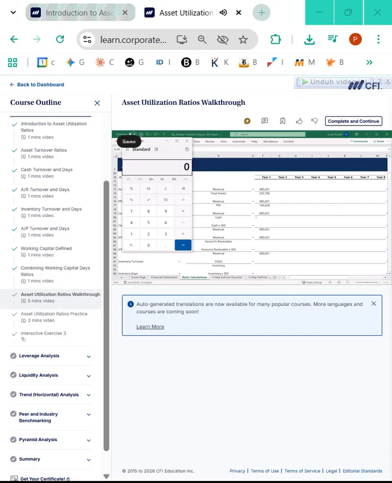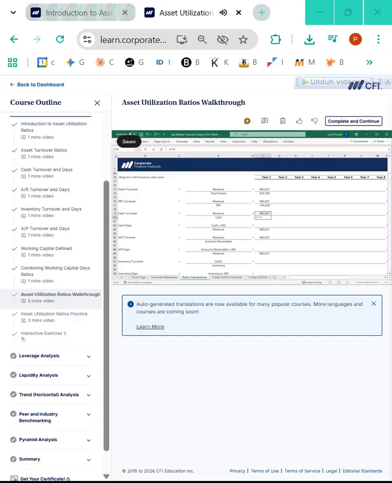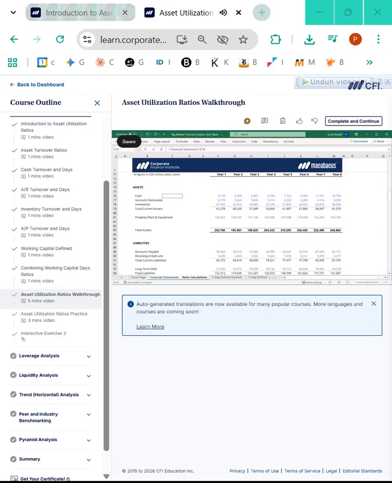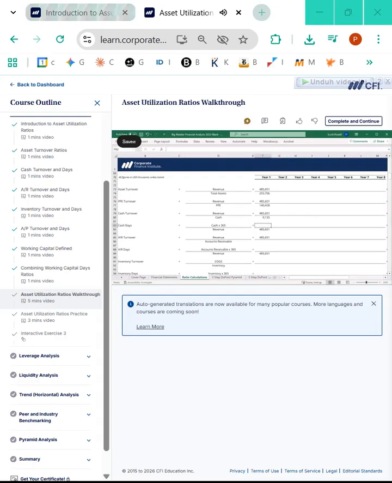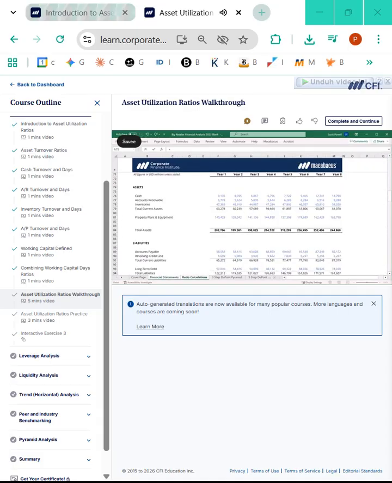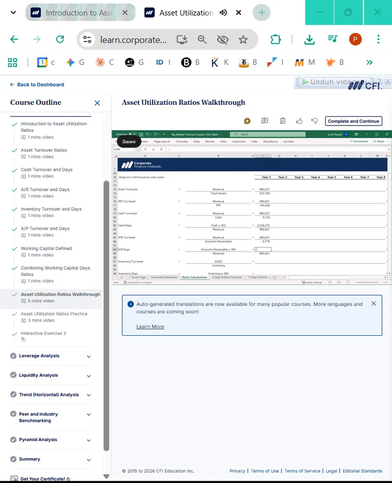Whoops, sorry. Let me close that. Oh, my mouse is acting up. There we go. Okay, so let's try that one more time. That's plus, control page up. And we go to cash, 9135. That's cash times 365. We need accounts receivable, control page up. And then accounts receivable times 365.